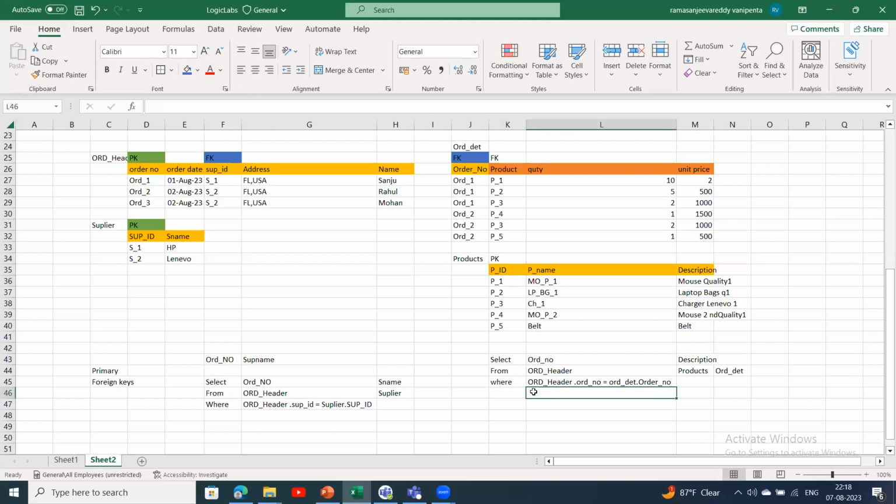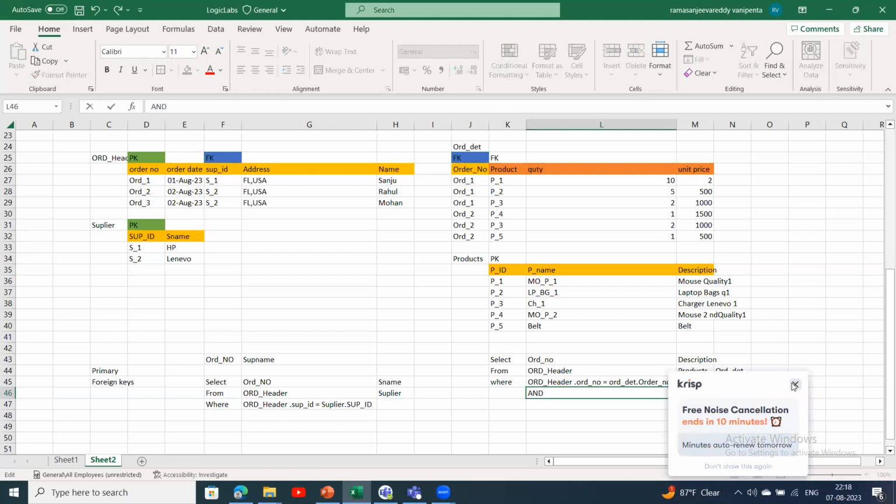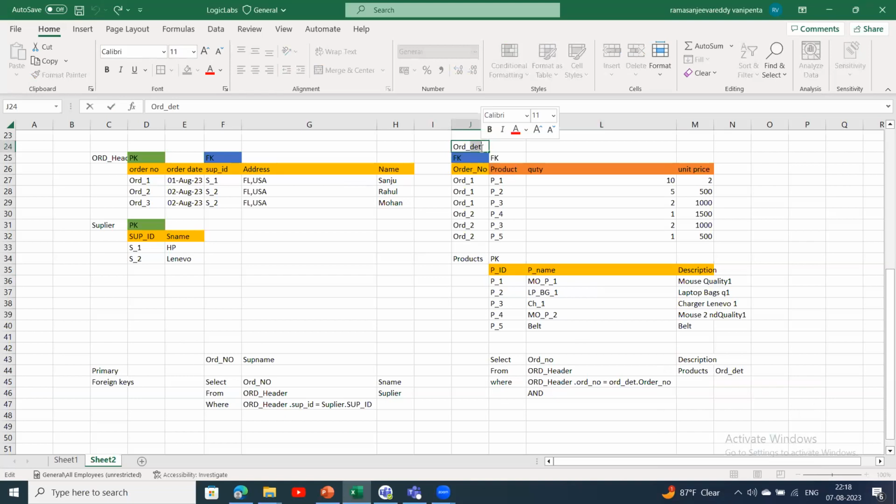So again, here what I'll do, I'll write and after that I'm saying this one. Now order details. I'm saying order details dot product is equal to products dot PID. This is how I'm comparing, right? Guys, any doubts in this? But the outcome we need is the description. In products, I have the description. Means the entire row we will be able to see, right?